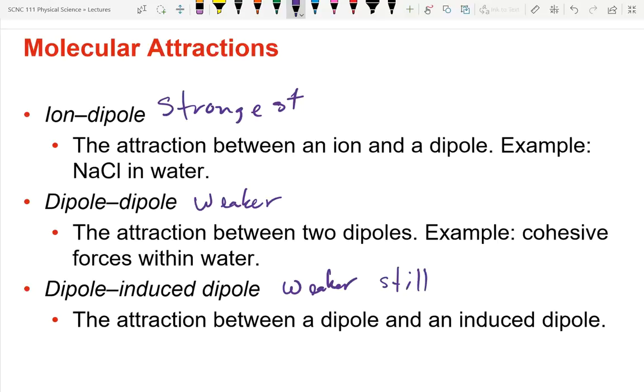Induced dipole is something that we've already studied. When you took the balloons in lab and rubbed them on your head, those balloons became charged. They had negative charge. When you put them up to the wall, what did it do to the wall? It stuck. What did it do to the wall that would make it stick?